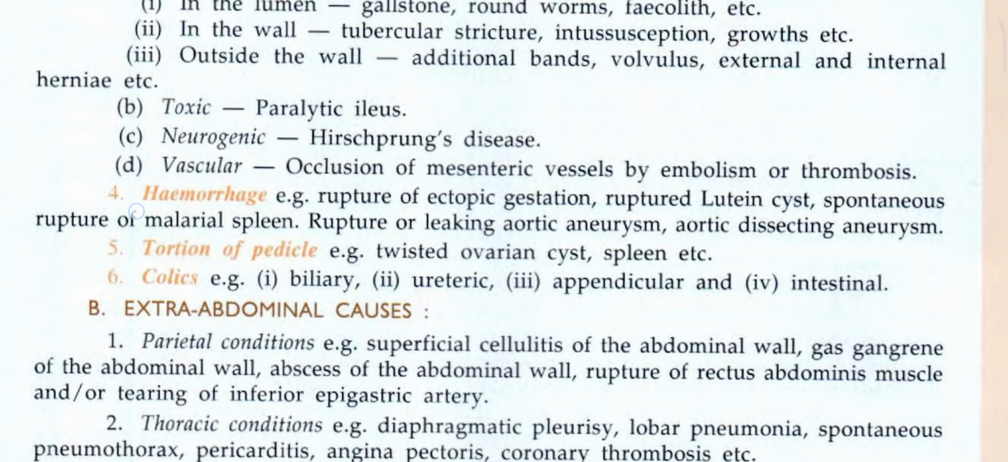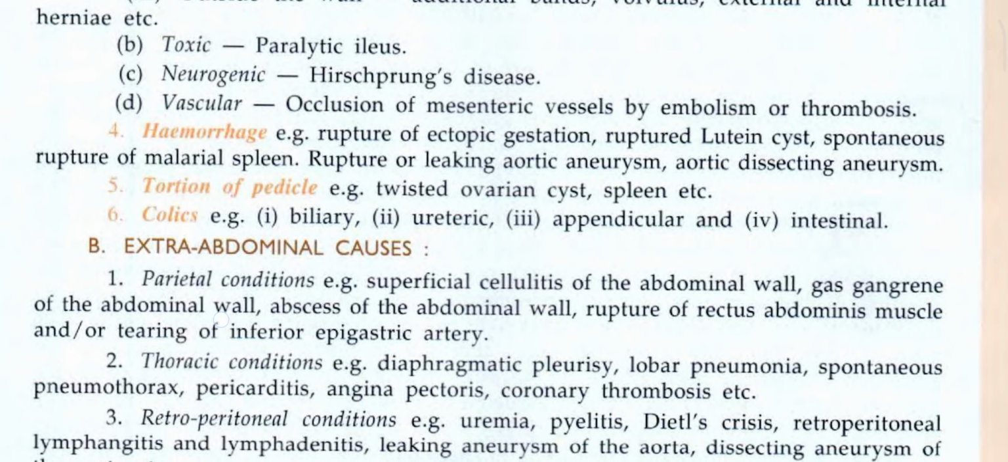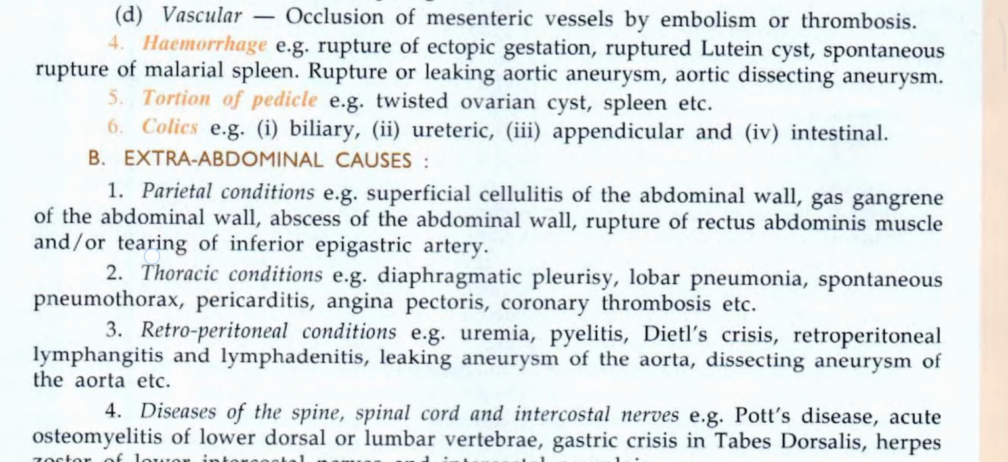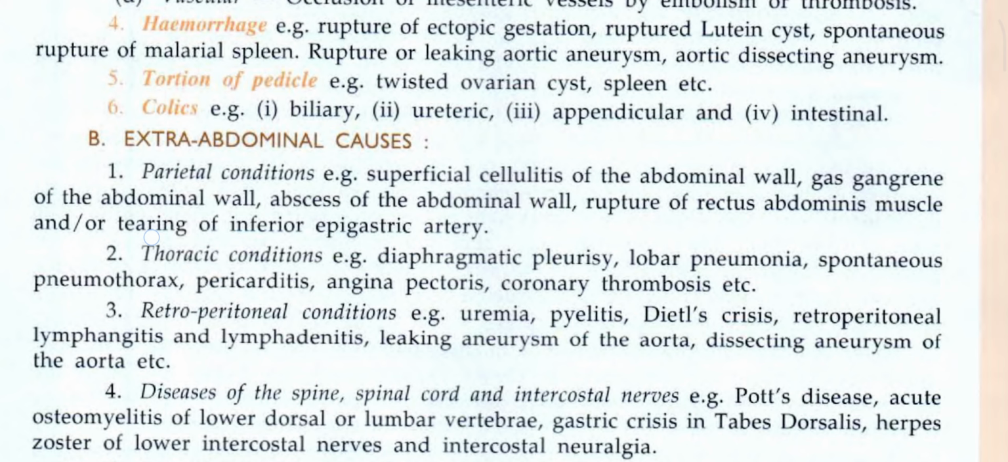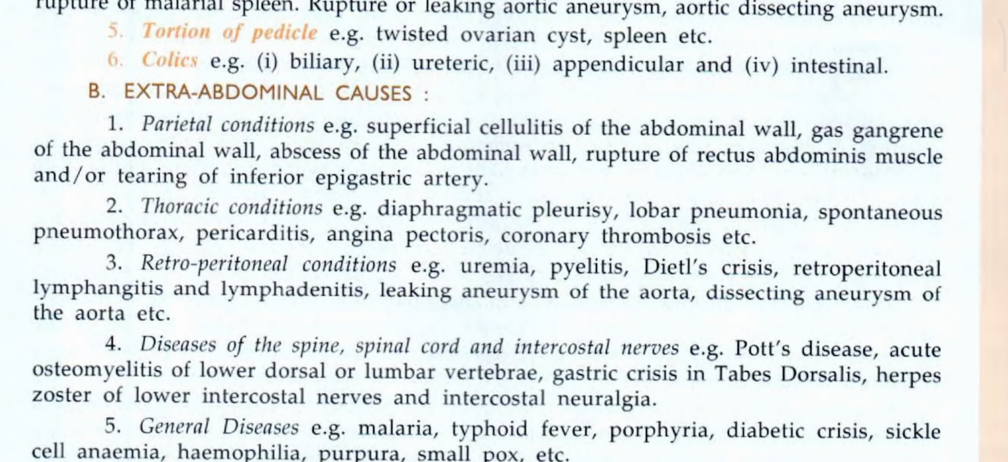Toxic, paralytic, also called neurogenic, Hirschsprung's disease. Vascular: occlusion of the mesenteric vessel by embolism or thrombi. Hemorrhage. Example: rupture of ectopic gestation, ruptured lutein cyst, spontaneous rupture of the malarial spleen, rupture or leak of aortic aneurysm, aortic dissecting aneurysm. Torsion of the pedicle. Example: twisted ovarian cyst, spleen, etc. Colics. Example: biliary, ureteric, appendicular, and intestinal.